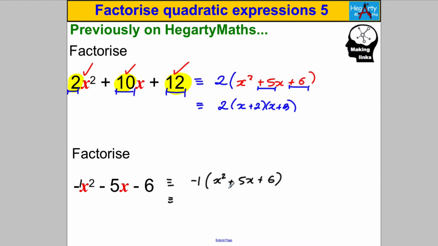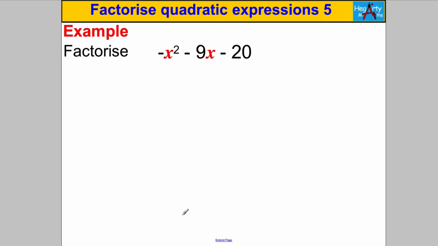Now we're in a great position, we can actually factorise this like we did above. And so we have negative 1, and it would factorise to x add 2, x add 3. And there you go, we've factorised that expression, which is really useful for us. So that's the type of thing we're going to be doing here. We're going to be factorising out a negative number, then factorising the quadratic expression that's left. Let's have a go at some examples.